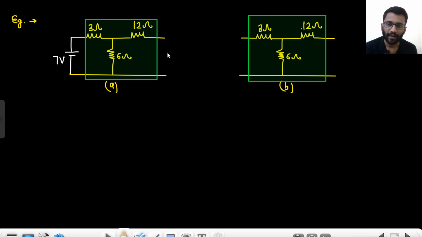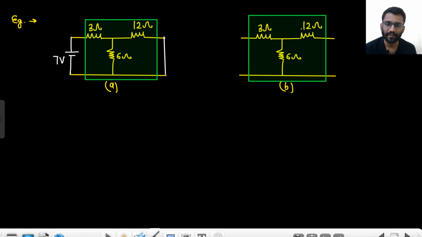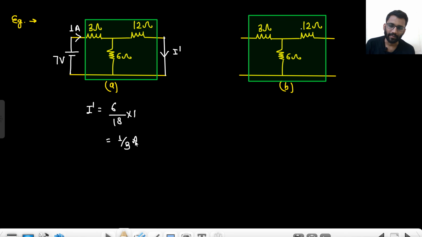And I am measuring the current in this line. Just find out the current. What will be the value of current? 12 and 6 will make it 4. 4 and 4. This will be 1 ampere, right? Let's just call this current I dash. So I dash would be 6 by 18 into 1. That means it would be 1 by 3 ampere.